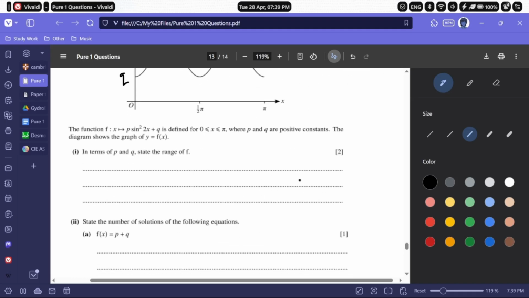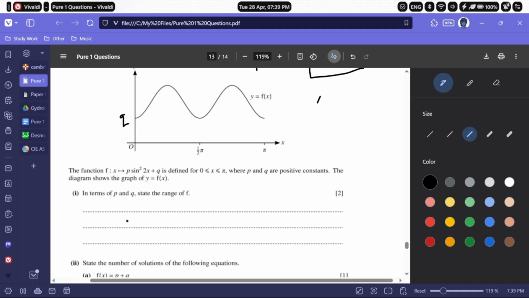Anyway, so f of x is greater than or equal to q, my bad, and then less than or equal to p plus q.